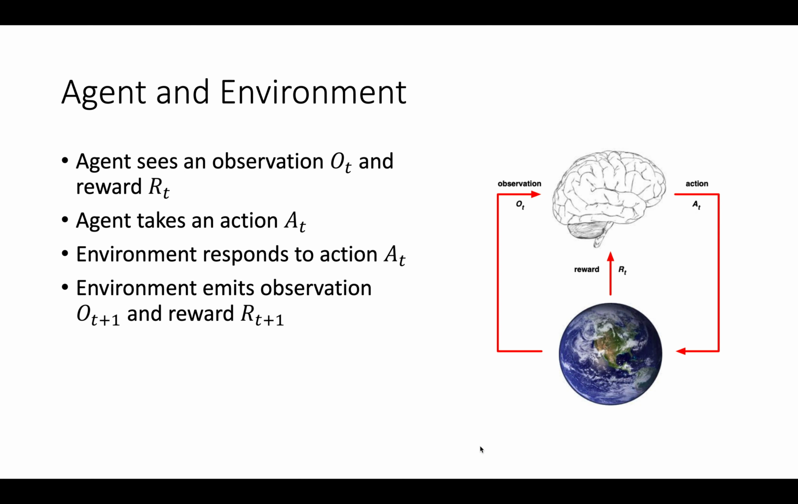An important concept in reinforcement learning is the interaction between the agent and the environment. We can think of the agent as the one who acts upon the environment, and the environment responds to these actions. At each time step t, the agent sees an observation O_t and reward R_t and takes action A_t. The environment responds to this action and emits observation O_{t+1} and reward R_{t+1}.